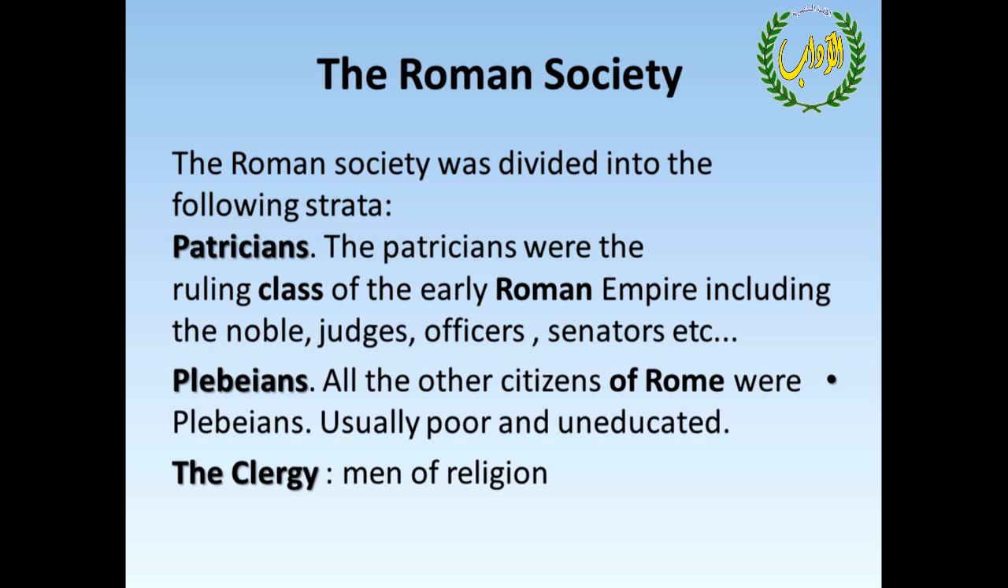Strata means classes. There were 4 major classes. I'm going to discuss here only 3. First, the patricians. The patricians were the ruling class of the early Roman Empire, including the nobles, judges, officers, senators, etc. These were the upper class of the society.